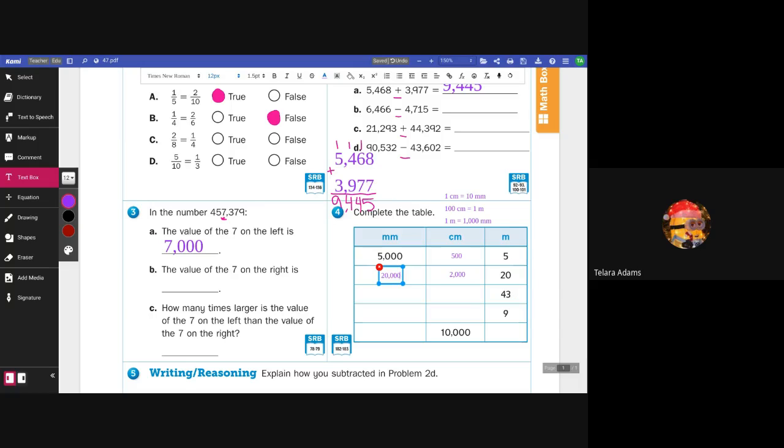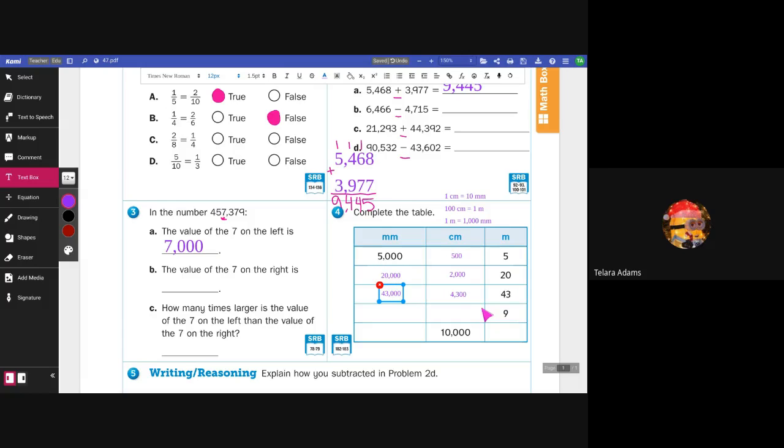43 times 100 equals, yep, 4,300. We're using our powers of 10. We added those 2 zeros. And how many zeros will we use for our millimeters? You got it. We're going to add 3. So this 43 quickly grows when we add these powers of 10. Also, our unit of measurement is getting smaller. We know a meter is so much larger than a millimeter.